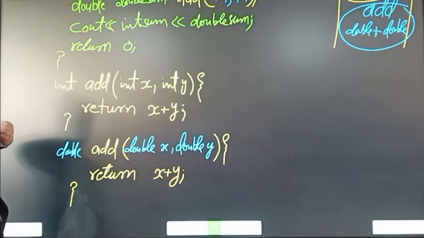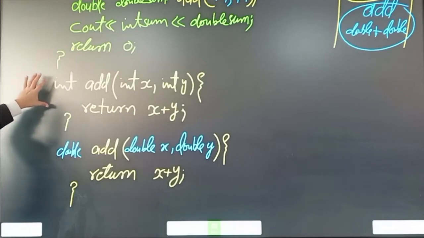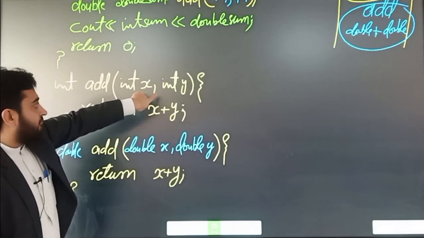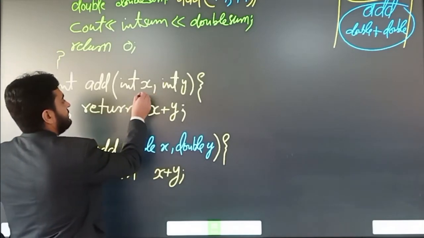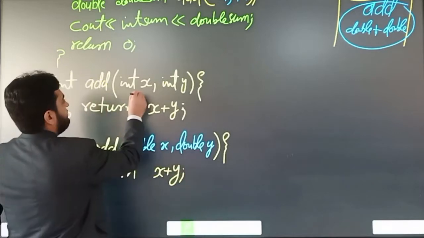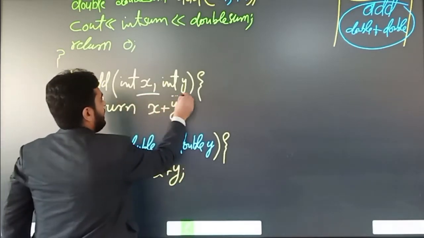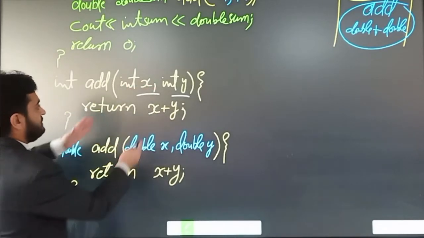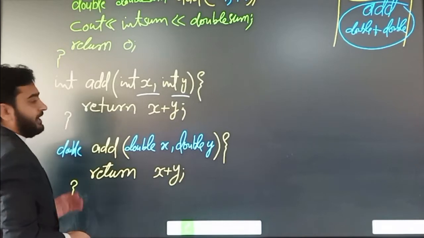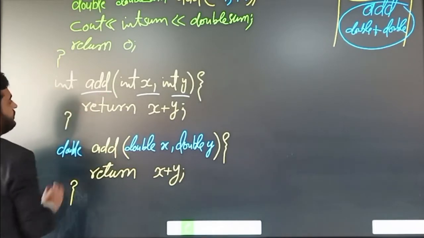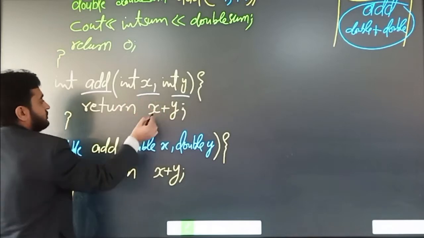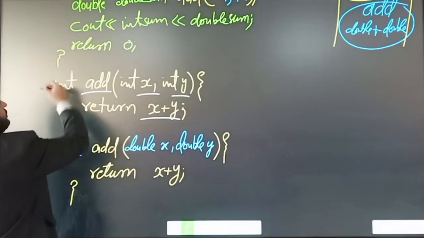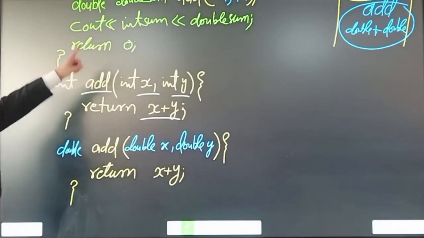Here you can see the first prototype was integer add with two parameters of type integer. So we have declared a variable x and a variable y, and both variables have type integer. So this is the parameter list of integer type with name add, and this function is going to add these two variables and return the answer to the main function where we will call this function.